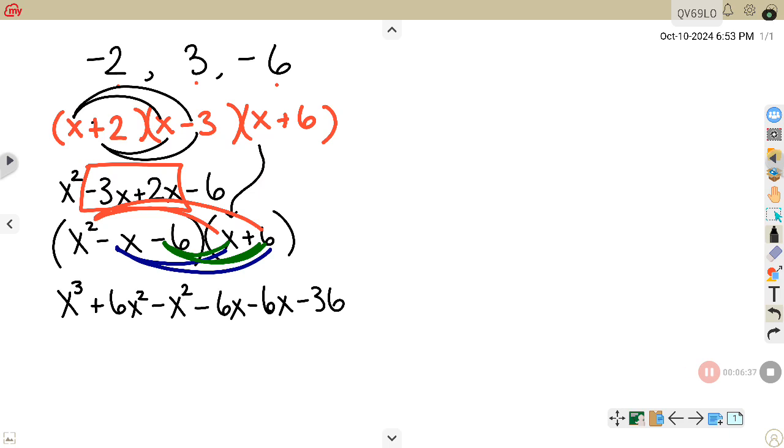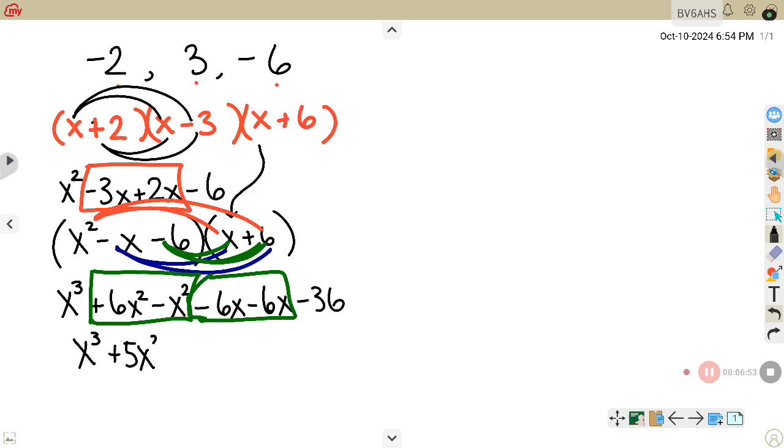And then you'll clean it up by combining your like terms. So you're going to want to put the squareds together and then also put your x's together. So I've got x to the third. 6x squared minus 1x squared gives me positive 5x squared. Negative 6x and another negative 6x gives me negative 12x. And then the last, minus 36.